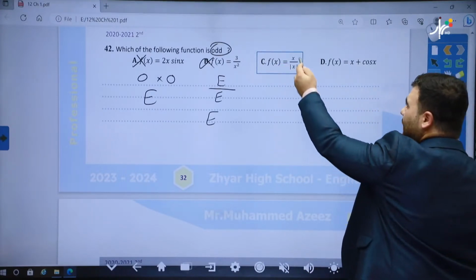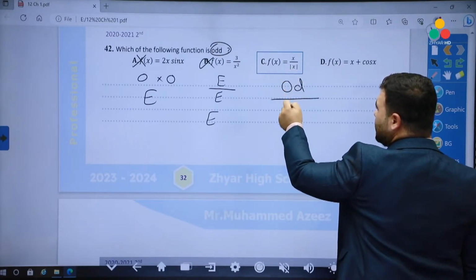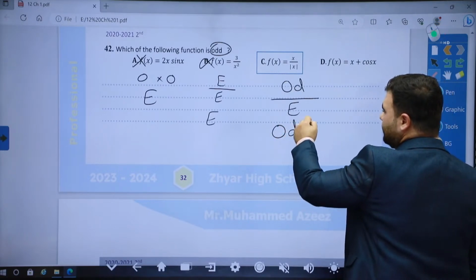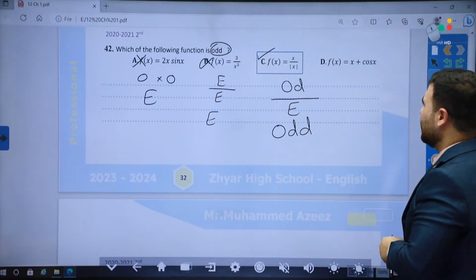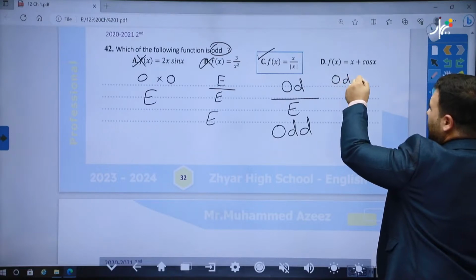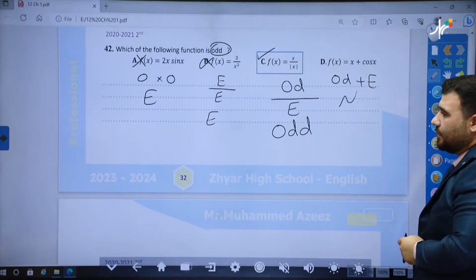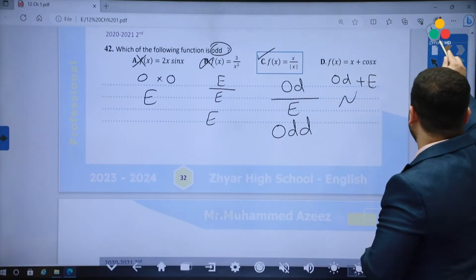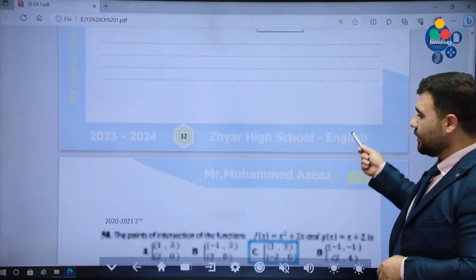Look at C. X alone is odd. Absolute value is even. Odd divided by even makes the result odd. This is what I want. And let's check D. D is neither, because x is odd plus cosine is even. If I add them, it is neither. The correct answer is C. This fast way for symmetry is amazing. It works all the time.